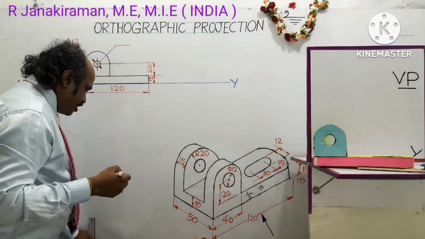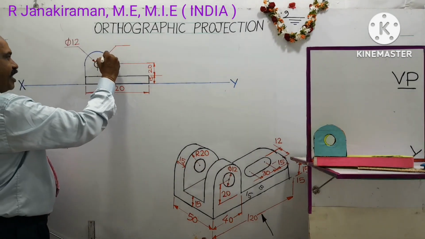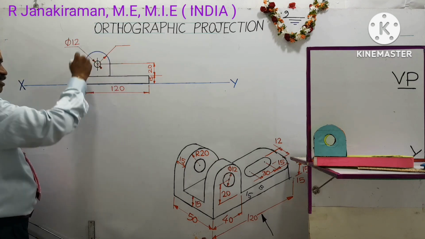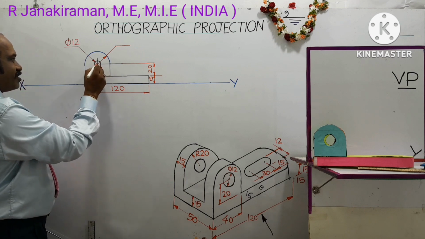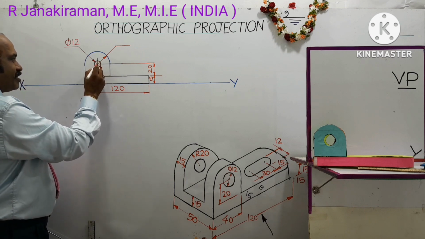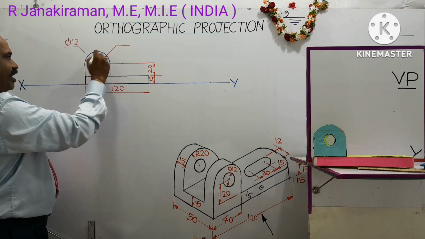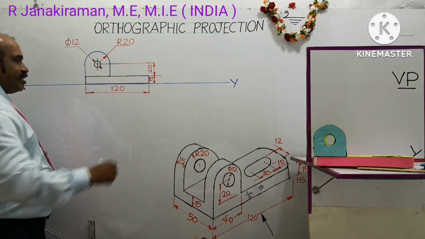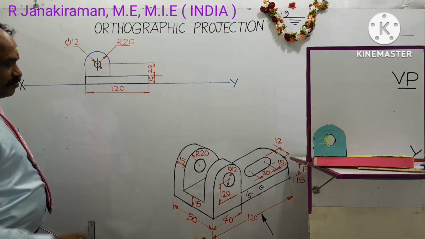Now I am going to mark the outer arc. So here I use radius, so put only one arrowhead. For a circle, you can denote in terms of radius or diameter. Here I use a radius notation. From the center of this circle to this point will be the radius. So the radius is given as R20. You need not write the unit, just write the number. It's enough. Okay, so this completes the front view.